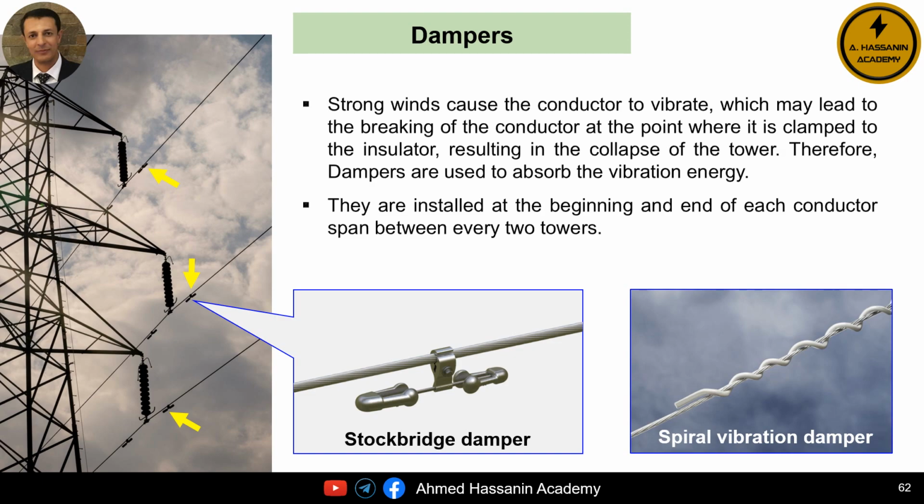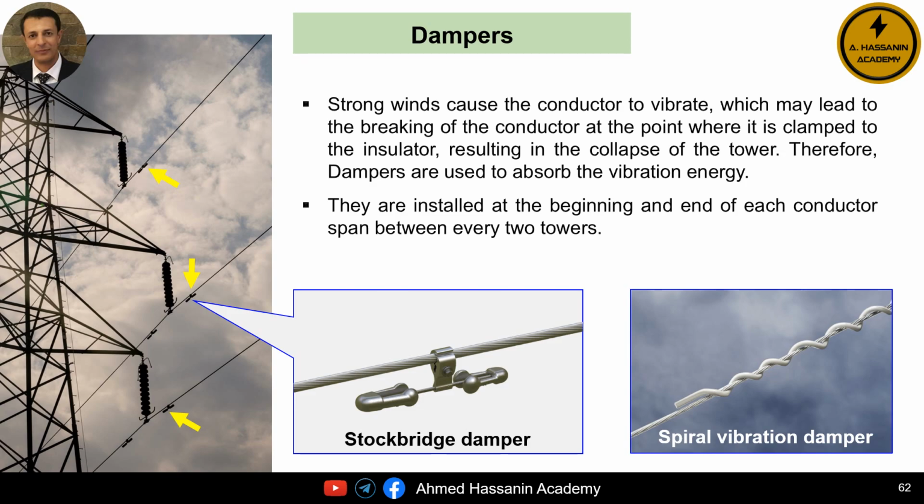We now move on to the third component of the accessories used in overhead transmission lines, which is the damper. Overhead transmission lines are constantly exposed to strong winds, and these strong winds can cause the conductor and insulators to vibrate. Such intense vibrations can potentially lead to conductor breakage at the point where the conductor is suspended from the insulator. For this reason, dampers are used to reduce the mechanical stress on the conductor and to prevent vibrations that may lead to the collapse of the transmission tower.